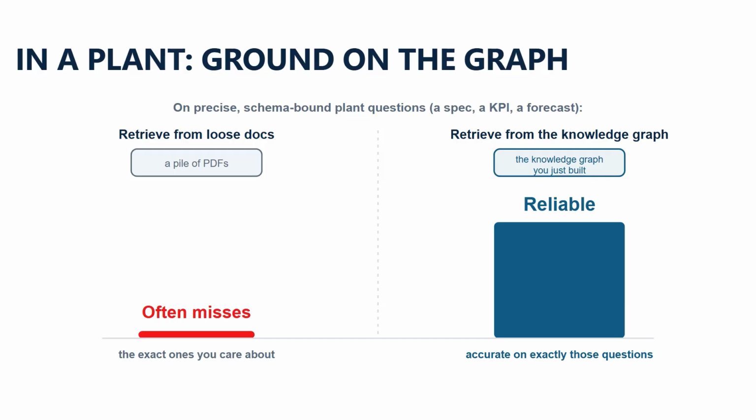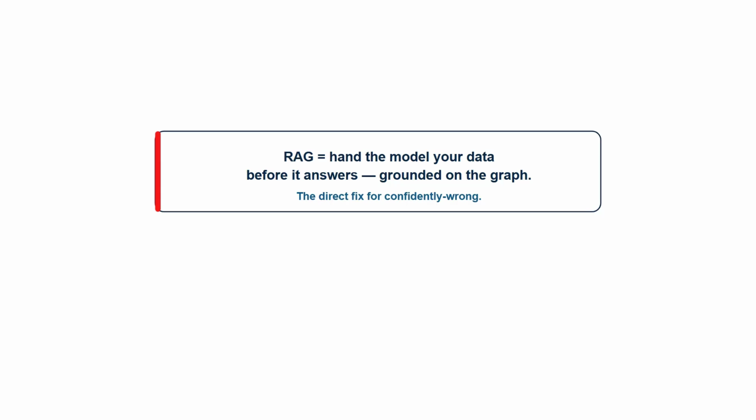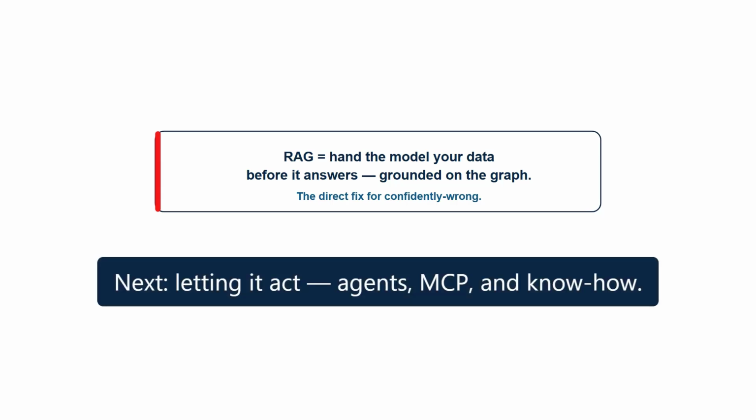So RAG, in plain terms, hands the model your own data to read before it answers, and in a plant, ground that on the knowledge graph, not loose files. Do that, and the confidently wrong problem we saw earlier largely goes away. The model stops guessing and starts citing. That is the first thing we built on the foundation, but so far it can only answer. Letting it act is the next step.